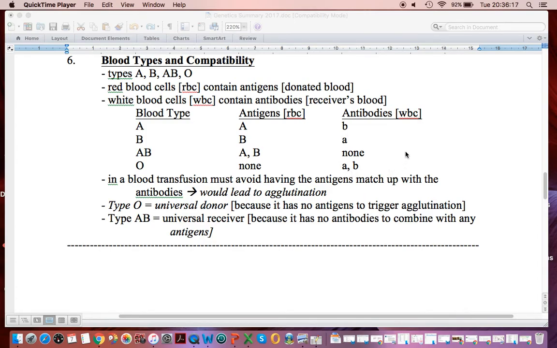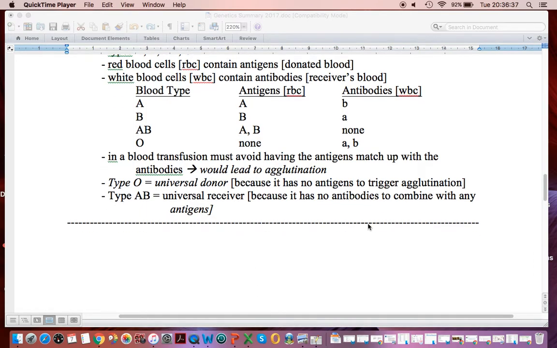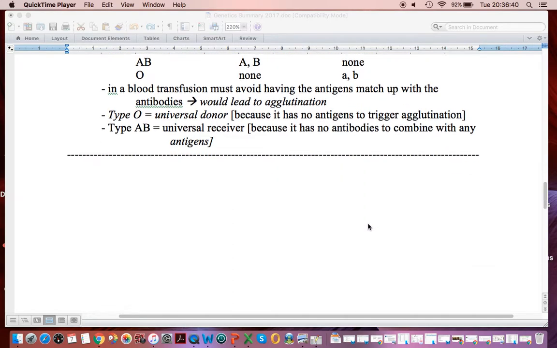On the other hand, what type of blood can type A receive? Well, it has B antibodies, so it can't receive type B or AB because those would match up and you'd get agglutination. It can receive A, and it can receive O because we don't get a match to the B antibodies. So that's looking at the types and the compatibilities, and you have the full chart in your notes.